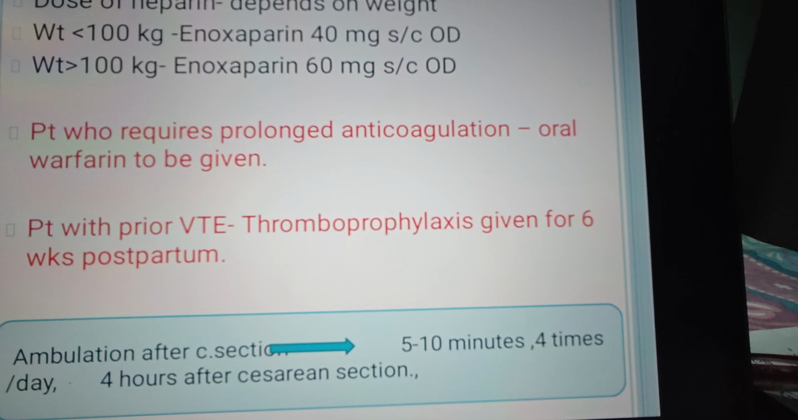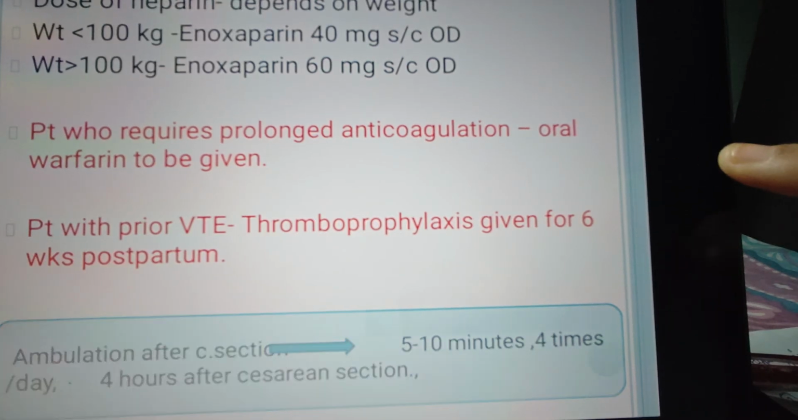Ambulation after cesarean section: 5 to 10 minutes, 4 times a day, starting 4 hours after cesarean section. So we ambulate the patient after 4 hours of cesarean delivery, and we tell her to stand or walk for at least 5 to 10 minutes at least 4 times a day. So this is the criteria.